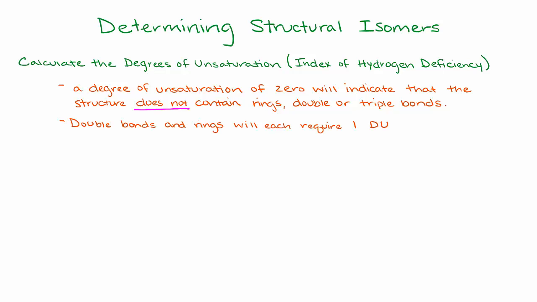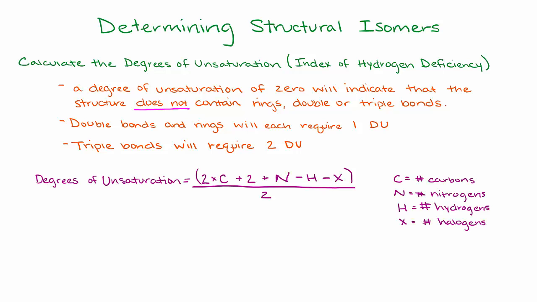Double bonds and rings will each require 1 degree of unsaturation, and triple bonds will require 2 degrees of unsaturation. Calculating the degrees of unsaturation will provide insight into how to draw out the structures. The equation for degrees of unsaturation is as follows: 2 times the number of carbon atoms plus 2 plus the number of nitrogen atoms minus the number of hydrogen atoms minus the number of halogen atoms, all divided by 2.